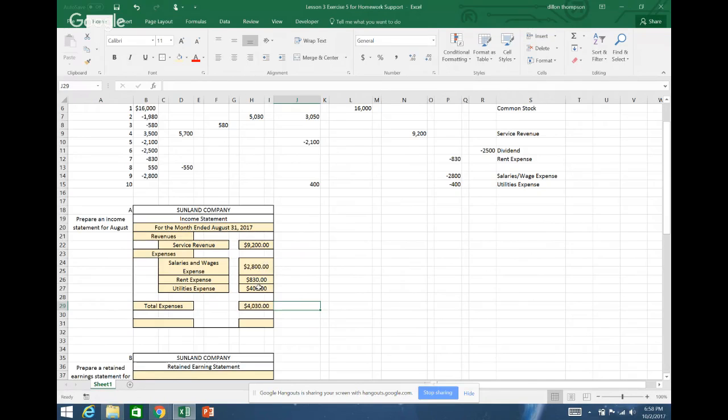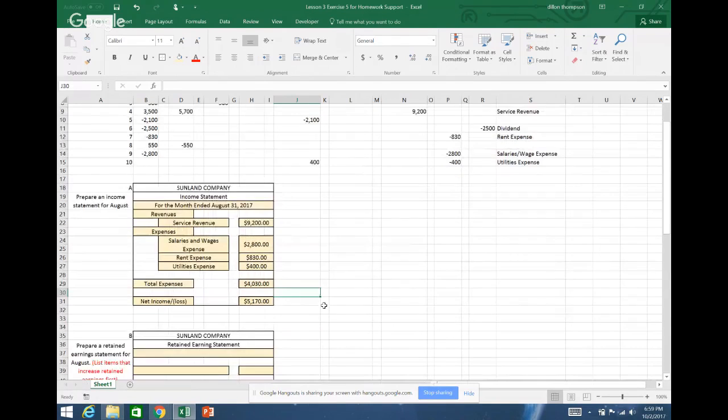And the way you do that is you add these three numbers: salaries and wages expense, rent expense, and utilities expense. It's equal $4,030. And then you take revenues minus expenses, so 9,200 minus 4,030 to get a net income. Other times it's often a net loss, but in this case it's a net income. And the difference of that is 5,170. And this is your income statement.